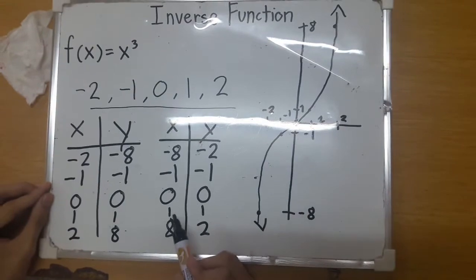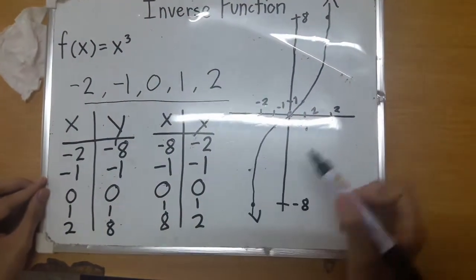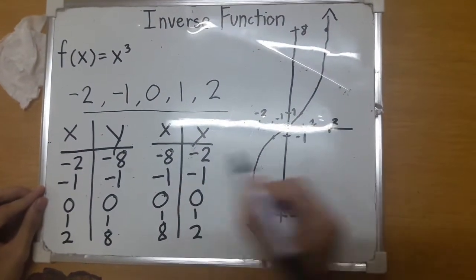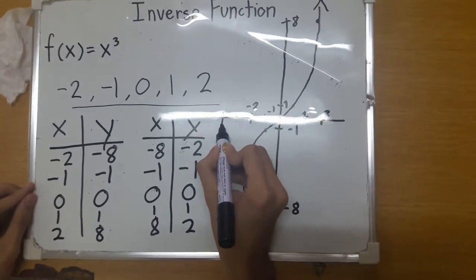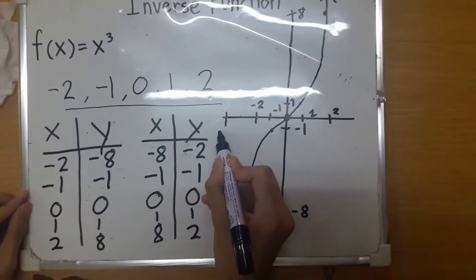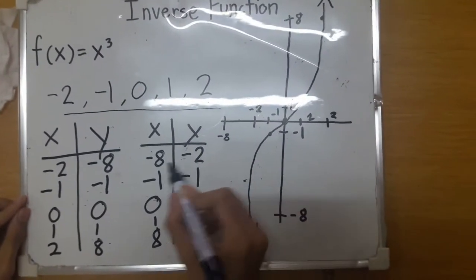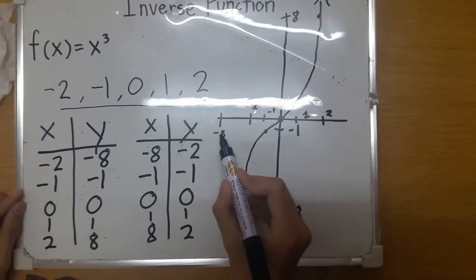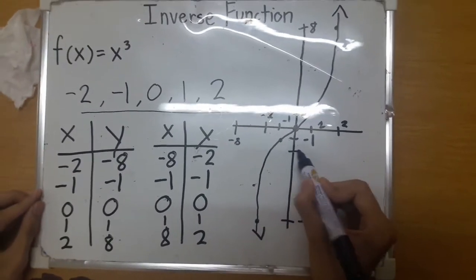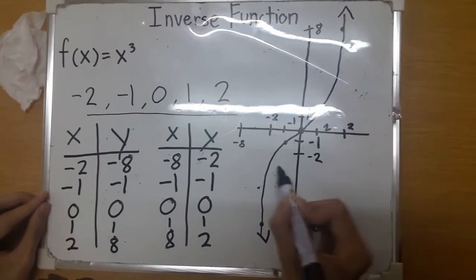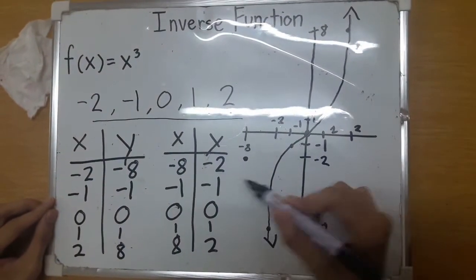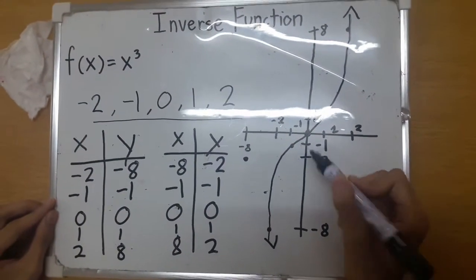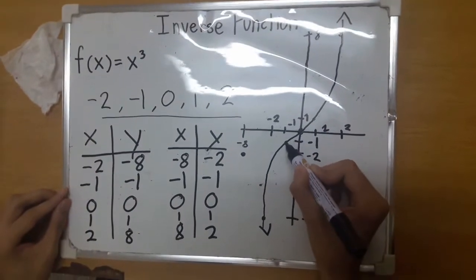Now we're gonna plot the points of the inverse function. First, -8. Just imagine it, it's right here, -8. We're running out of space. So negative 8 of x and negative 2 of y. Pop it right here. Negative 1 of x, then negative 1 of y. Negative 1, negative 1. Pop it right here.